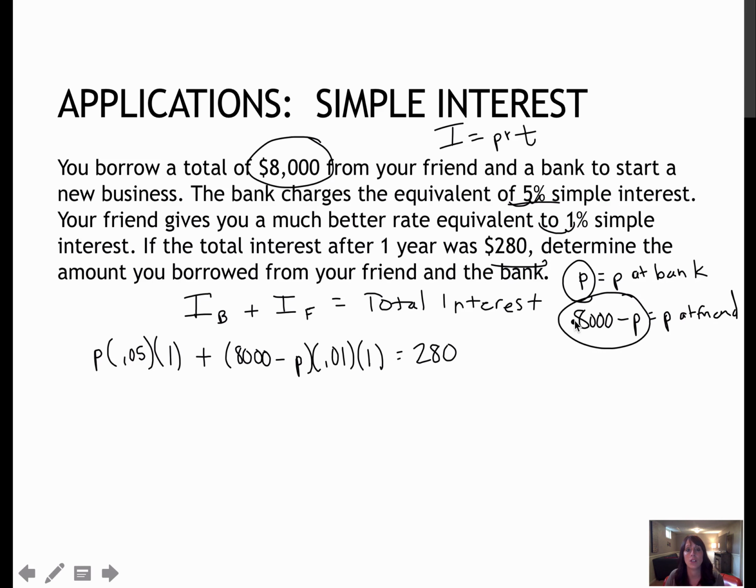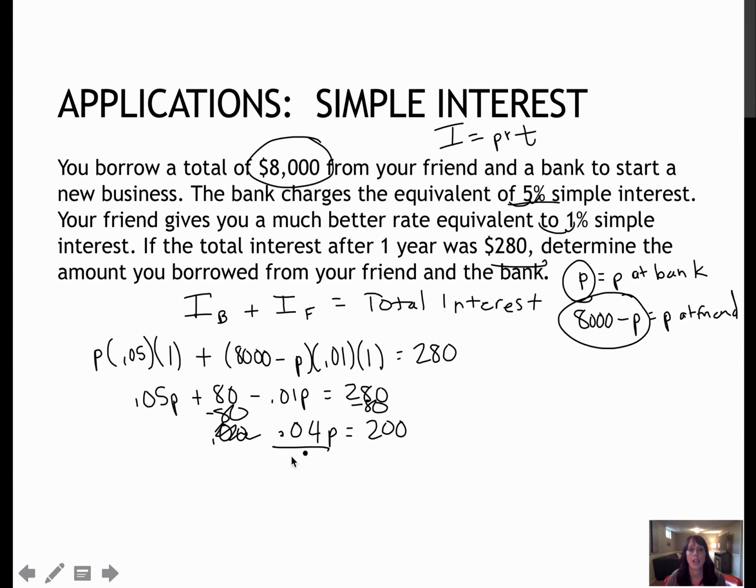So now it's just a matter of simplifying and solving that equation. 0.05P plus 80 minus 0.01P equals 280. I would subtract the 80 from each side and also combine these terms. Let's go ahead and combine these first. That gives me 0.04P equals, by subtracting the 80 from each side, 200. And now I'm going to divide by 0.04, which gives me my value for P, which is $5,000.